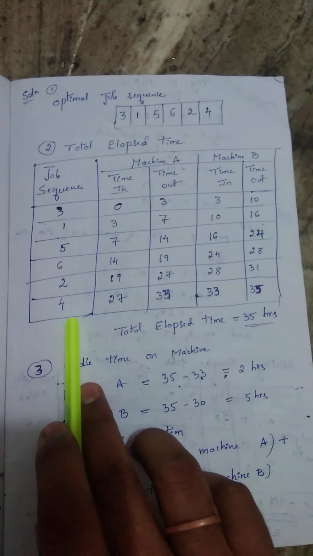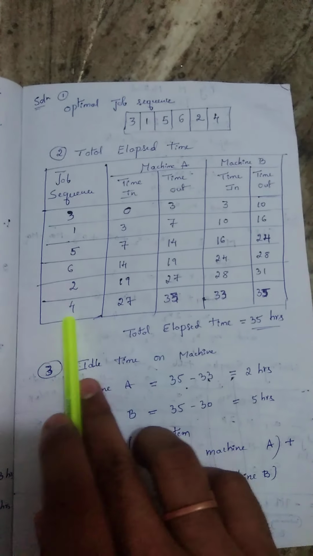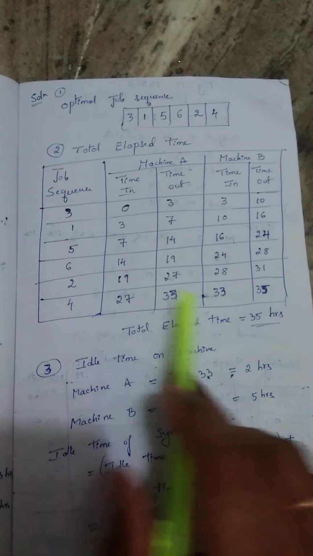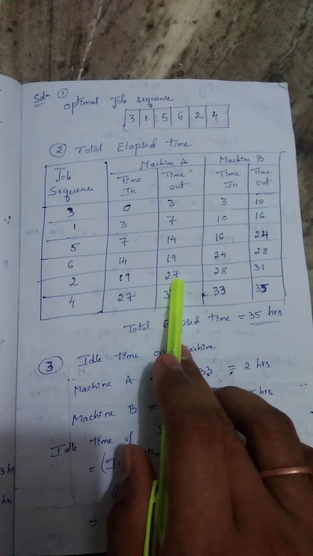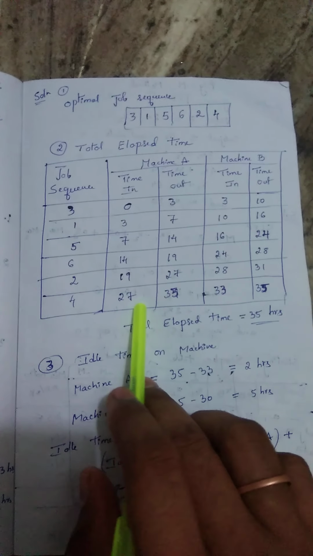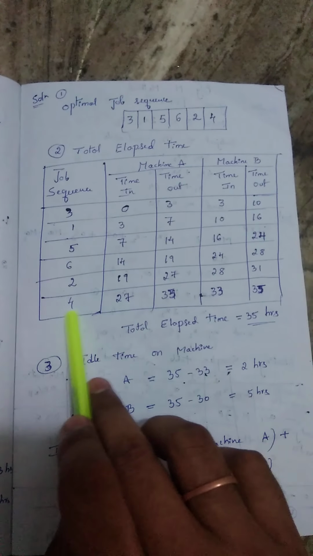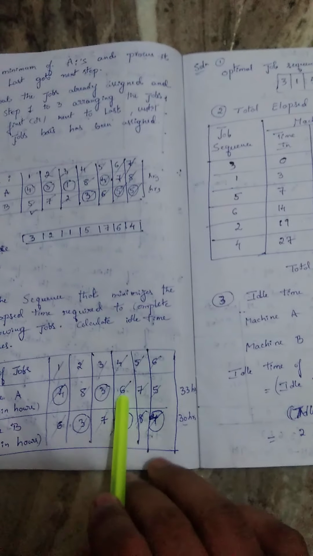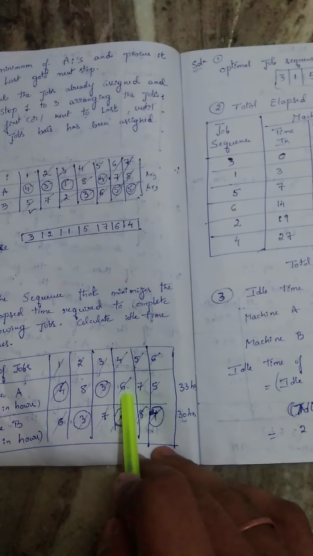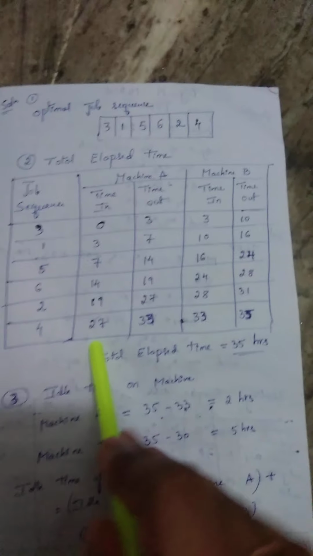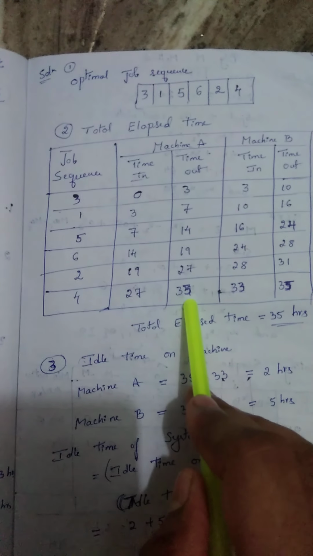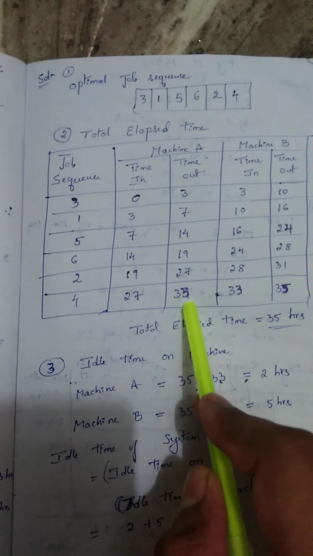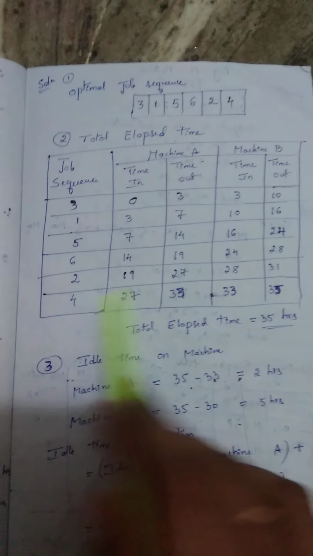And the same follows for the fourth job also. Here at the 27th working hour we are quitting the second job of machine A, and at the 27th working hour the fourth job is started. In machine A for the fourth job, how much is there? 6 hours. 6 plus 27 getting 33. After 33 hours machine A is quitting the fourth job.